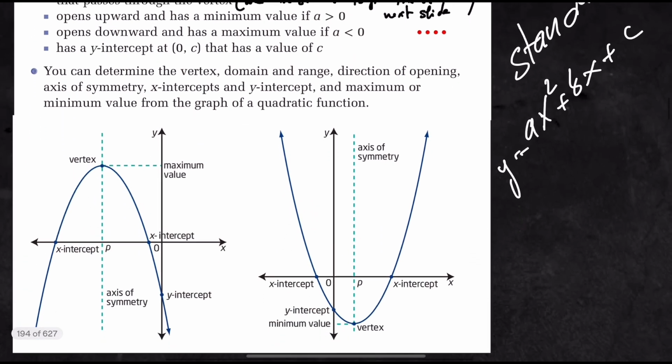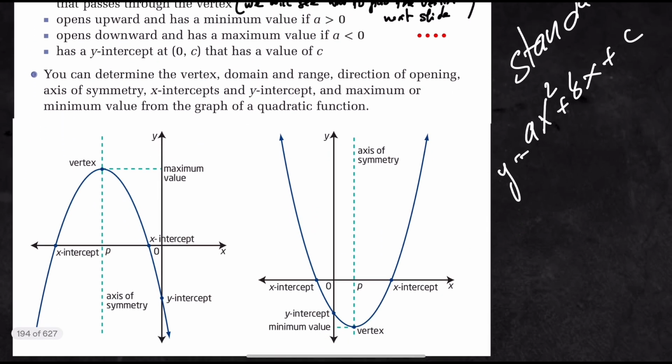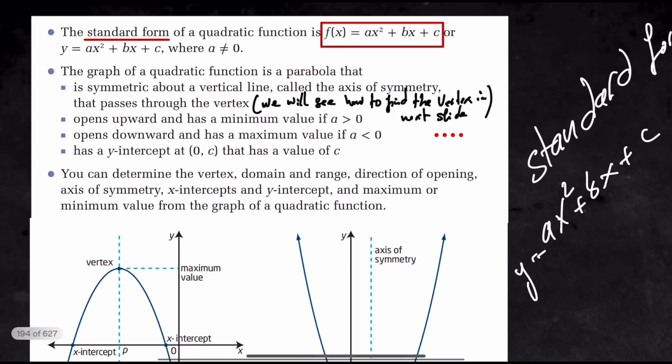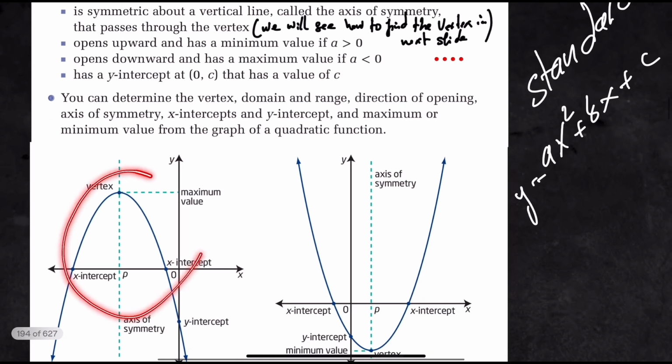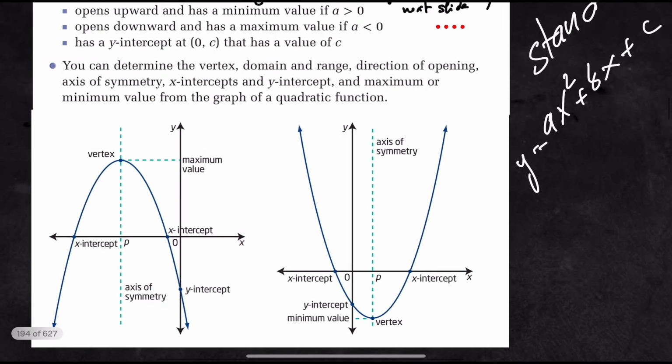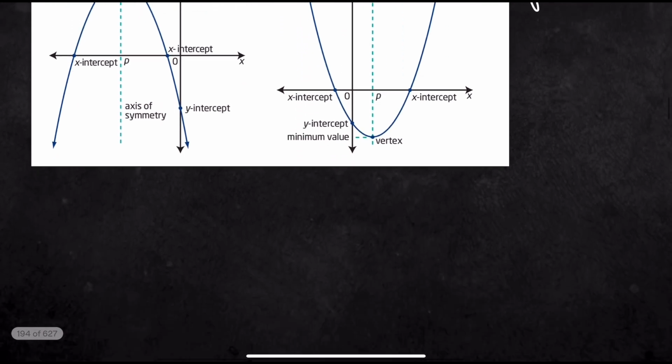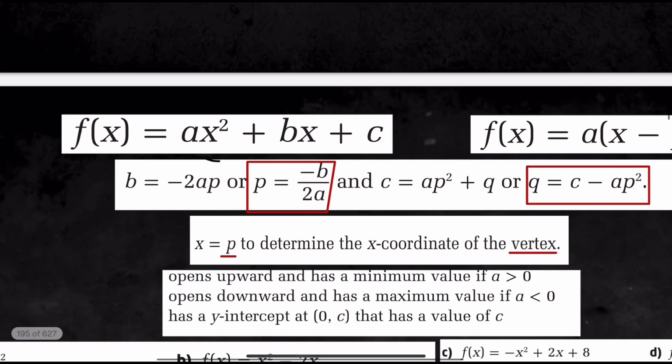This is the same thing, from the same equation that has this form, the standard form ax squared plus bx plus c. You can get all the information of a parabolic function, which are the vertex, the x-intercept, whether it is up or down, and whether it is wide or not. So now let's see how we can find the vertex.